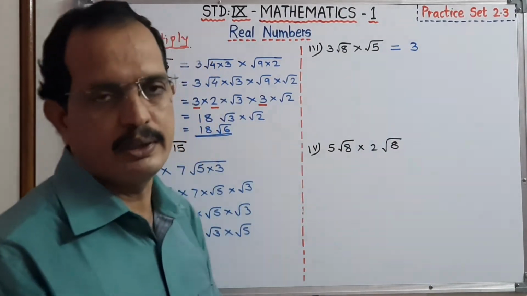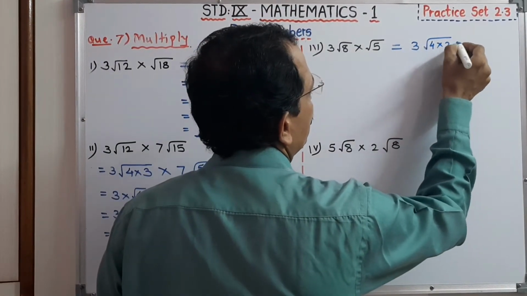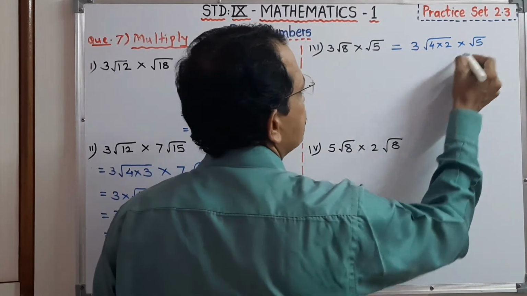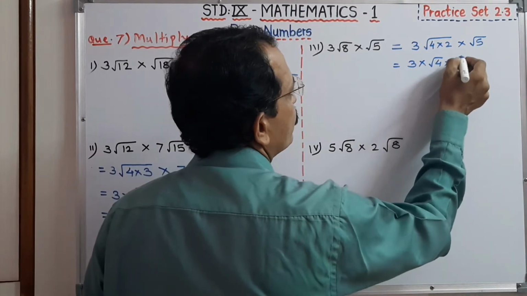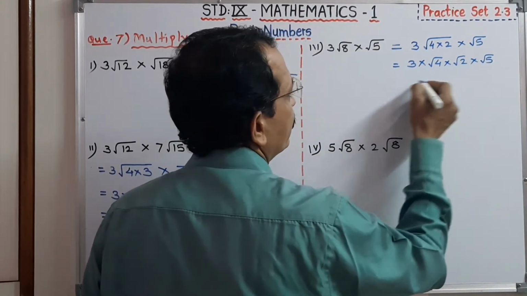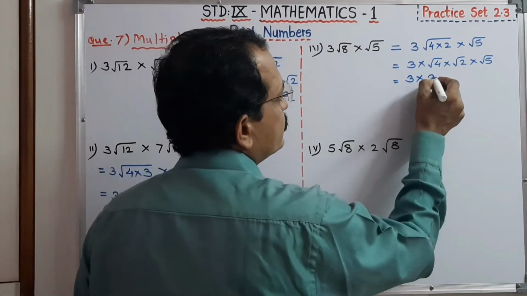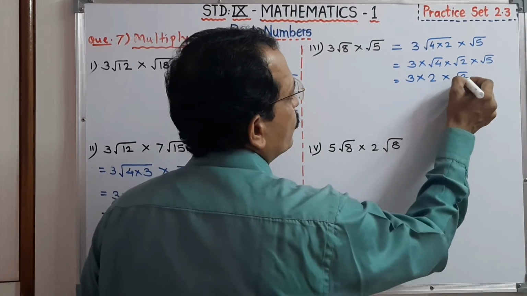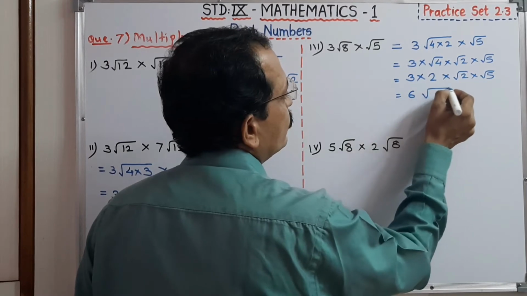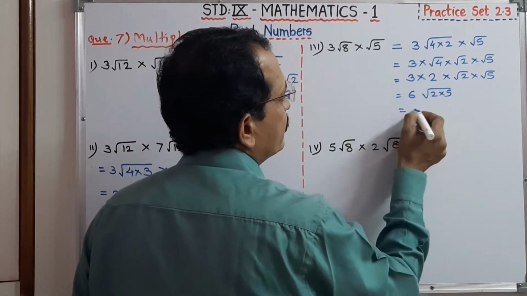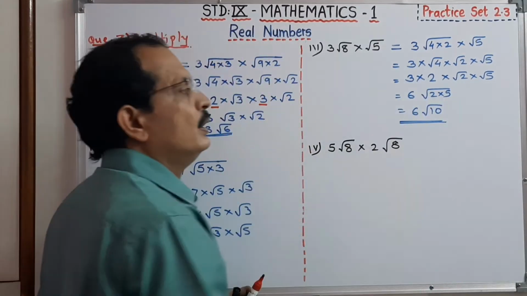Tell me the factors of 8. Yes, correct. It is 4 into 2 and this 5 is a prime number as it is. Then it is 3 into square root of 4 into square root of 2 into square root of 5. It is 3 into root 4. It is 2 into root 2 into root 5. It is 6 into 2 into 5. It is 6 root 10. Very simple.